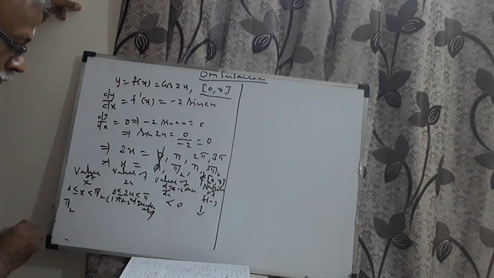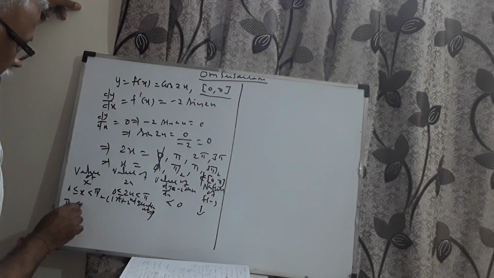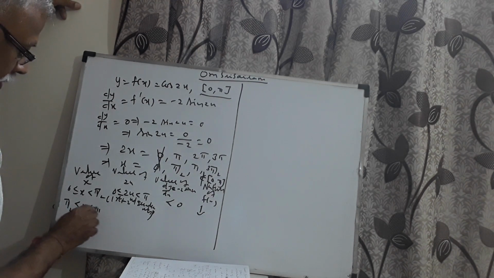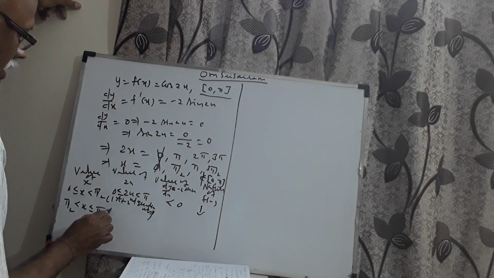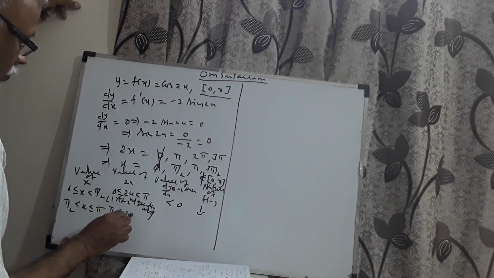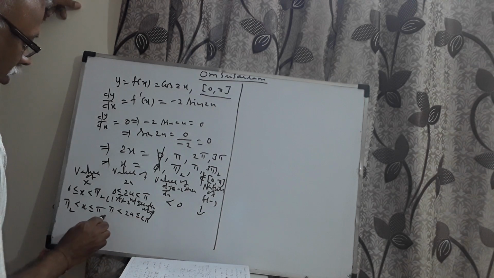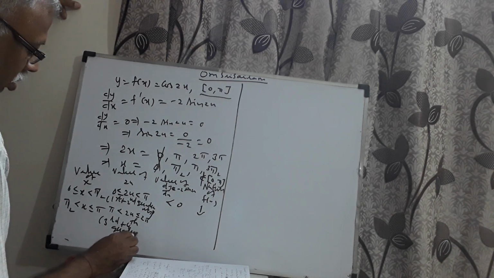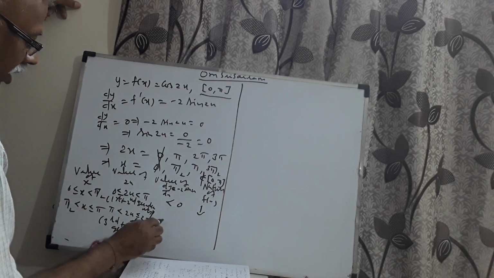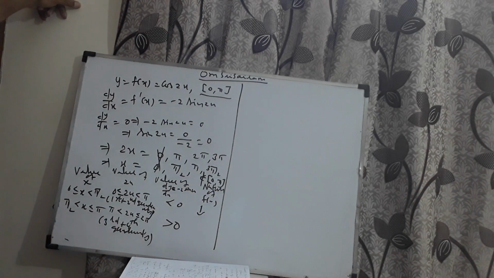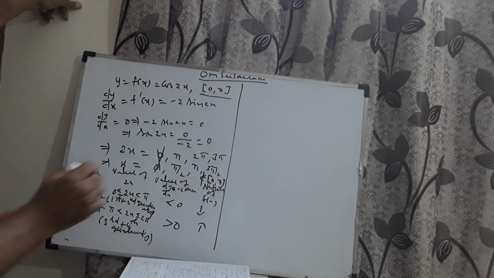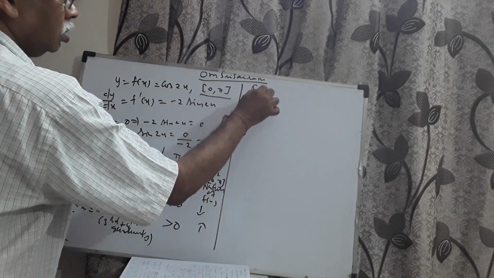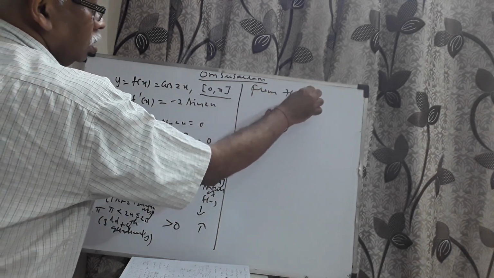Therefore, it becomes negative. Remember carefully, there is a negative sign here. Now, for π/2 < x ≤ π, I mean π < 2x ≤ 2π. These are angles in the third and fourth quadrants. In the third and fourth quadrants sine is negative, but there is a negative sign. Negative into negative will make it positive. Therefore, it is increasing.